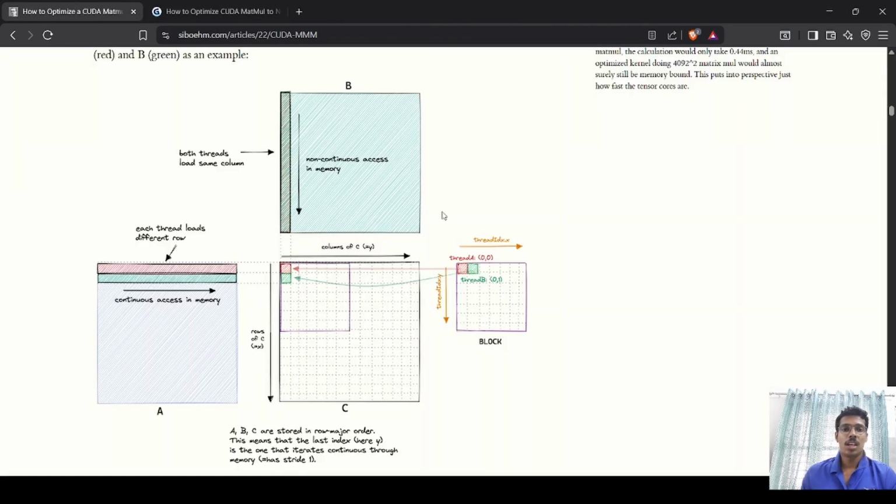For example, this is an example of naive multiplication between A and B, and you can see that both threads load the same column of B to multiply two rows of A. That means that even for row 0 and row 1, you have to load the same column 0 multiple times to meet the requirement, like row 1 dot column 0, row 2 dot column 0. So that takes a lot of time if you have lots of memory operations to do.